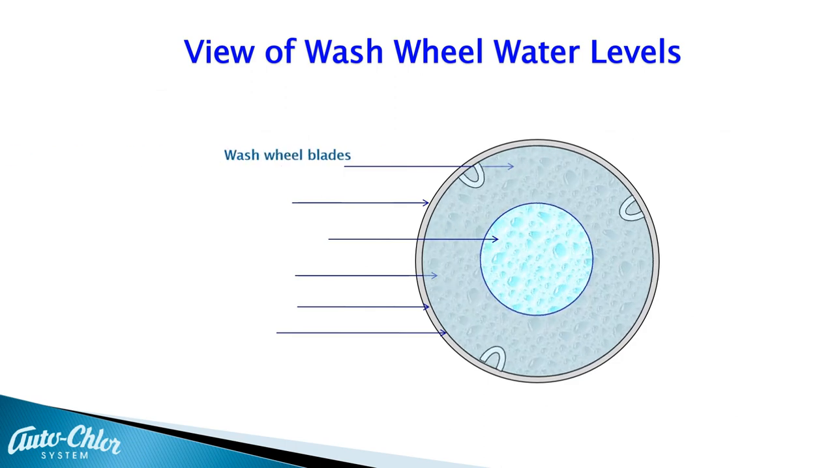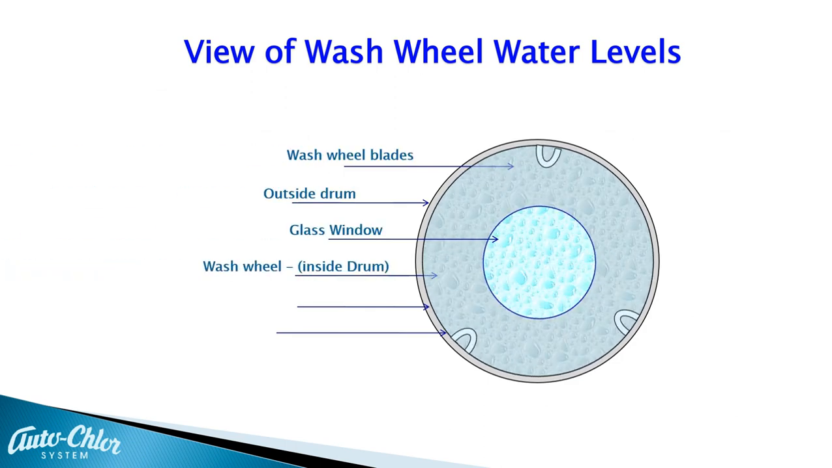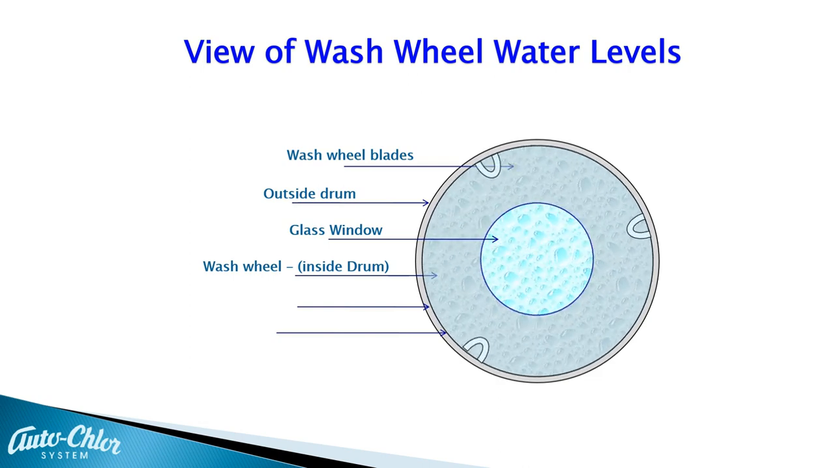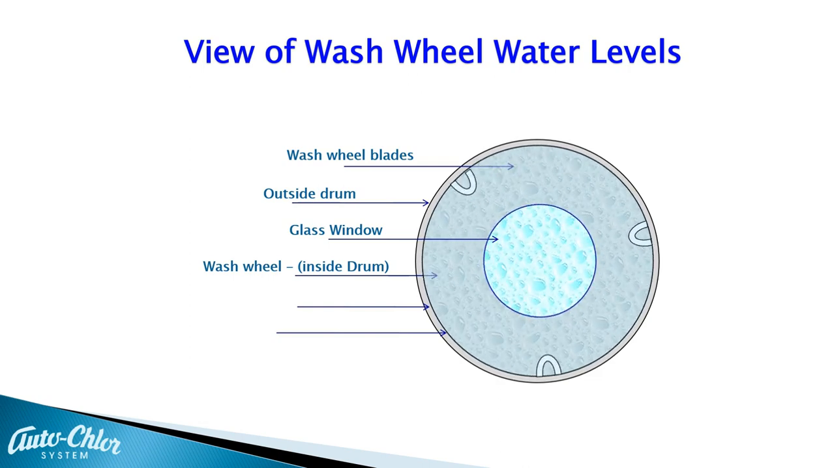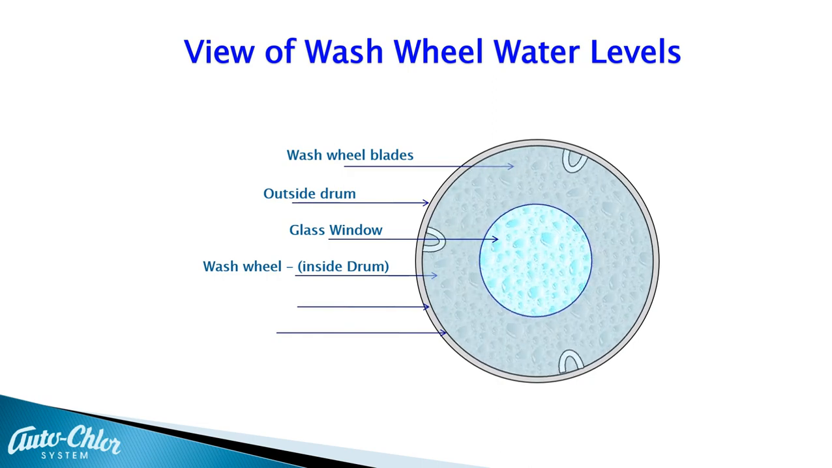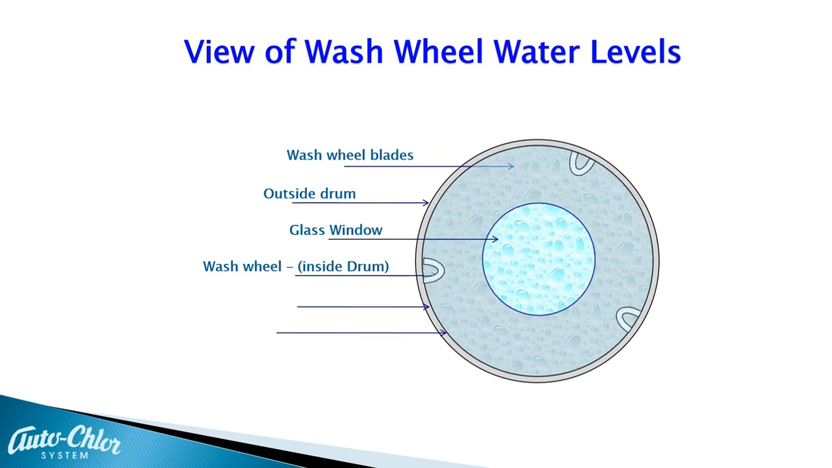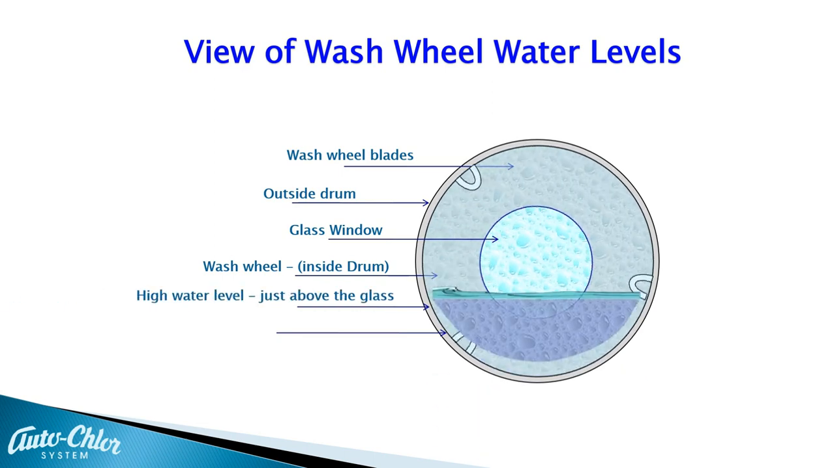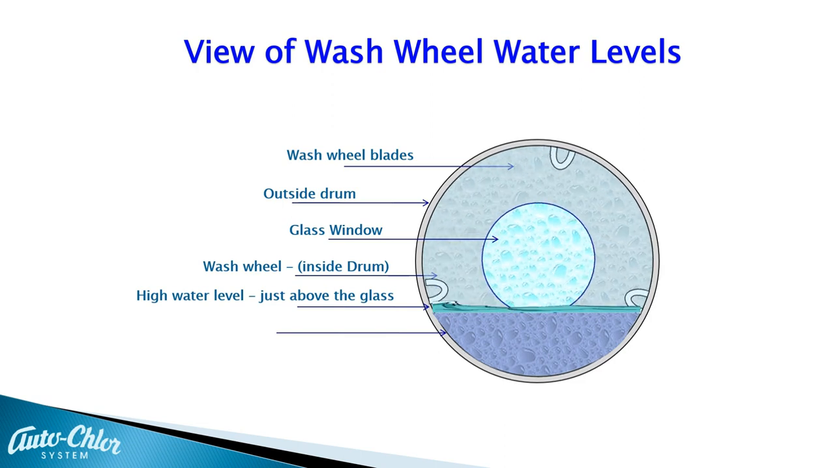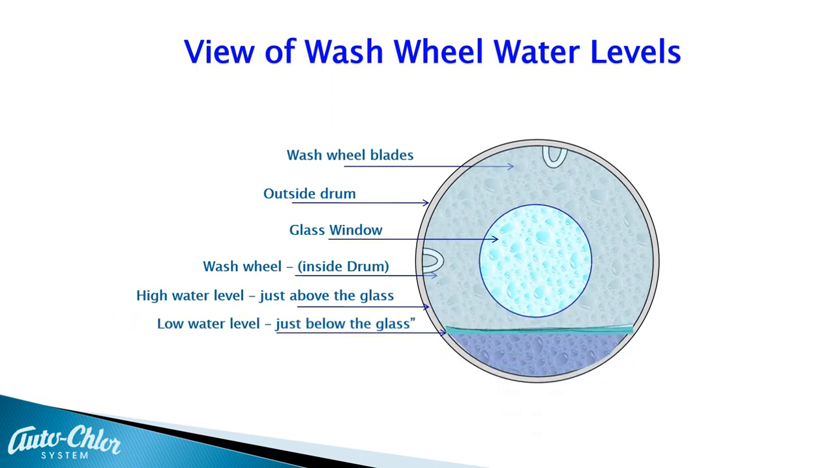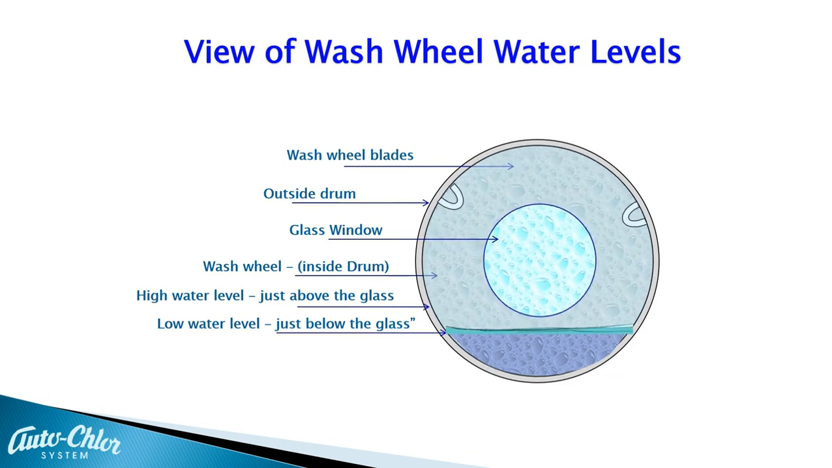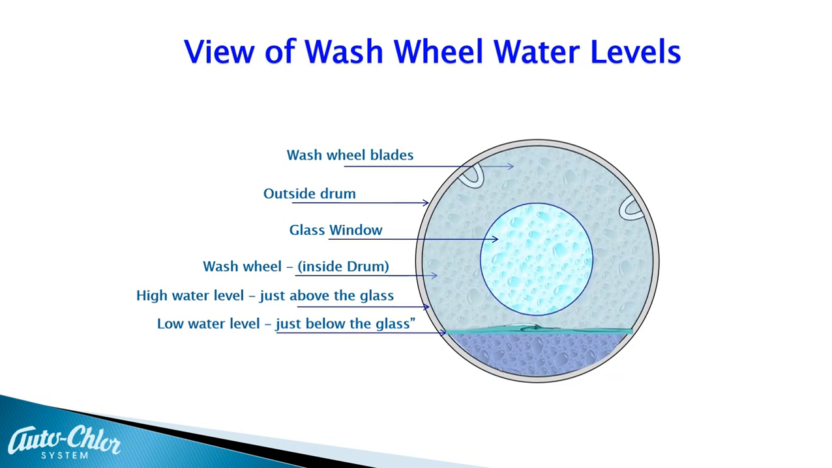So here we're just going to take a view of the wash wheel from the outside. Very simple view. One of the things that we take a look at is the washer blades. This is what you'll find inside of the wash wheel. This is what's actually moving the linen around. When we're looking at water levels, high water level generally is just above the glass. Low water level is usually just below the glass. This is going to vary slightly based on the make and model of the washers and the size of the washing machine.